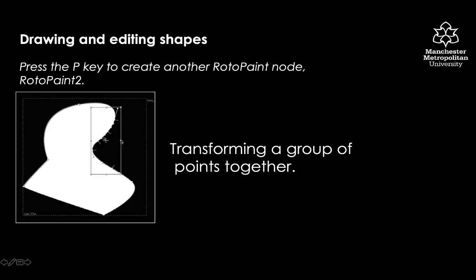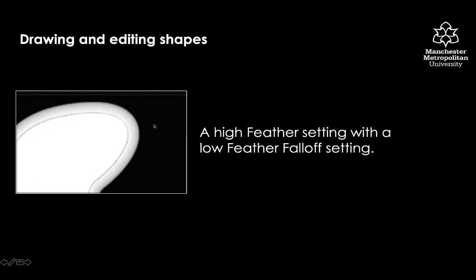Again, for drawing and editing shapes, pressing the P key creates another RotoPaint node. And if you see the transfer of a group, when you have a node there, and hopefully you've seen the video on this as well, you select the node and then you can transfer the group, so that individual part can be transferred as well. Again, a high feather setting with low feather fall-off settings, so you can have all settings as well.